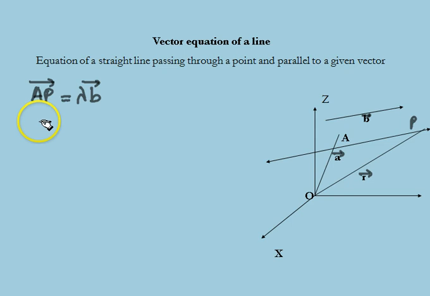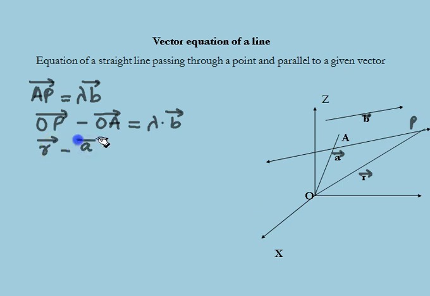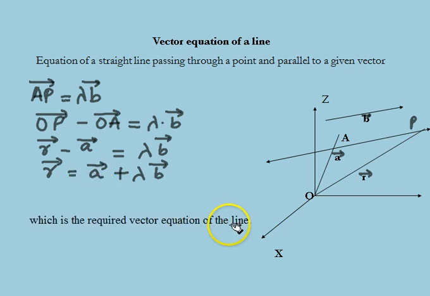That is, vector OP minus vector OA is equal to the scalar product of lambda and vector B, or we can say that the position vector of P, which is R vector, minus the position vector of A, that is A vector, is equal to lambda into vector B. This can be further rewritten as the position vector of P equal to vector A plus lambda vector B, which is the required vector equation of the line.